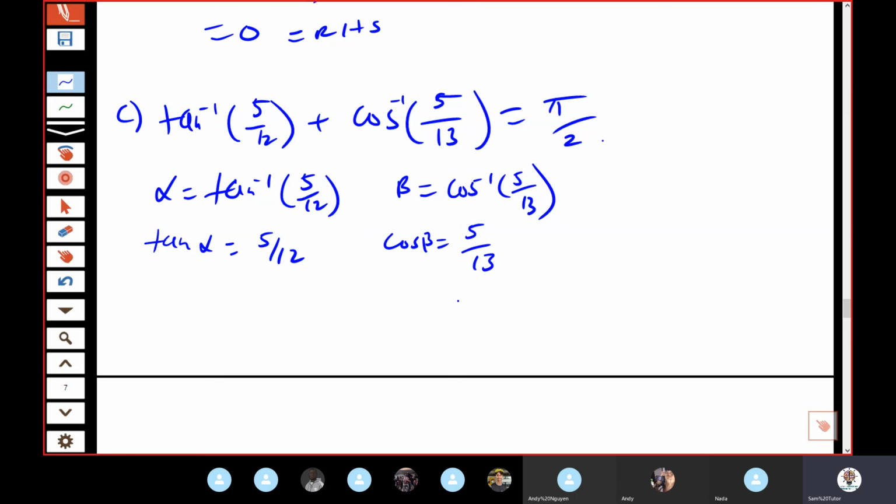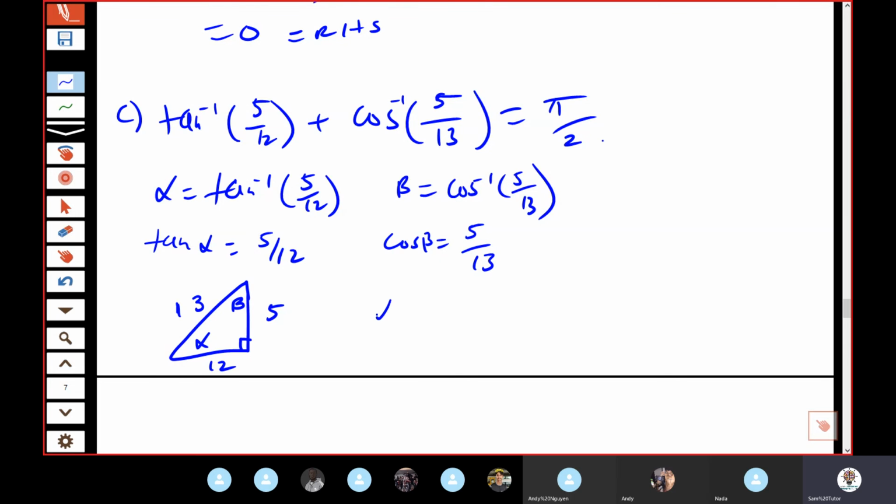Any questions at this stage? No? And then we draw our triangle. There's your alpha, opposite over adjacent, 5 over 12. What happens if you find the hypotenuse? What's it going to be? Yeah, which becomes 13 eventually. And then look what happens with cos beta. It's saying it needs to be adjacent over hypotenuse. So that means beta is actually there.